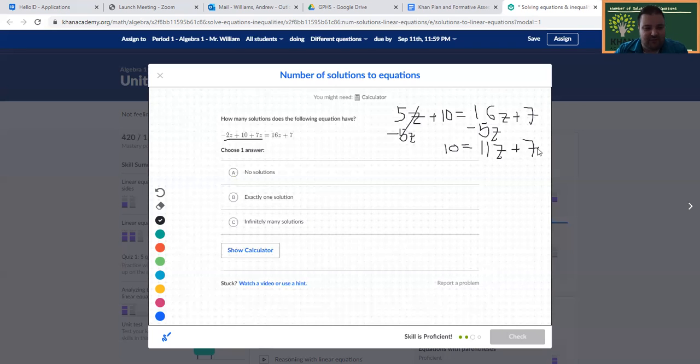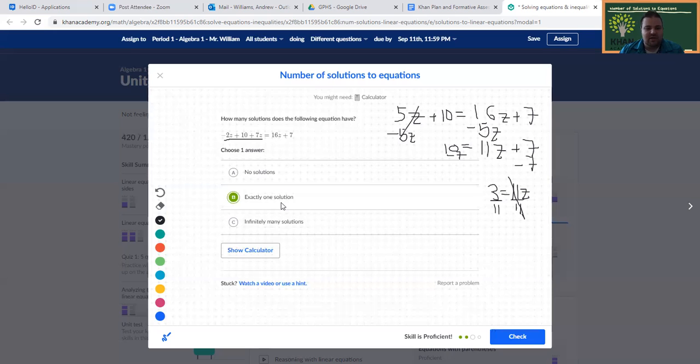And I can keep working on solving this problem, but I don't need to find the solution. I just need to determine, is it no solutions, infinitely many solutions, or exactly 1 solution? If it was infinitely many, then these z's would disappear and you'd have an equivalent answer. If it was no solution, then these z's would disappear and we would have something that doesn't make sense. But in this case, we still have a z left. And if I was to continue solving and I just subtract 7 from both sides, I get 3 equals 11z. And when I divide both sides by 11, I get a solution. This is a problem that has exactly one solution. The key here is that the z's didn't just disappear. That's the real key here.